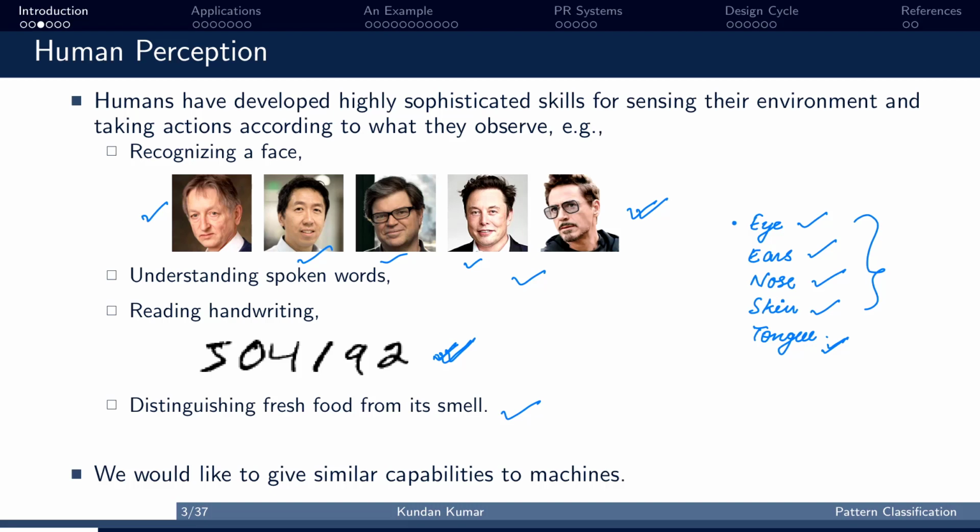We would like to give that skill to the machine. So that is our objective. However, it is very difficult for a programmable computer to solve these kinds of perceptual problems.